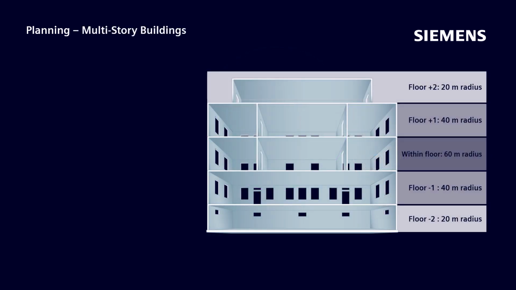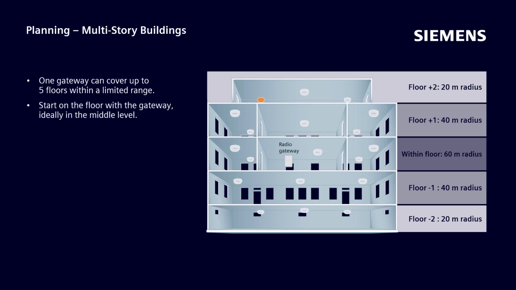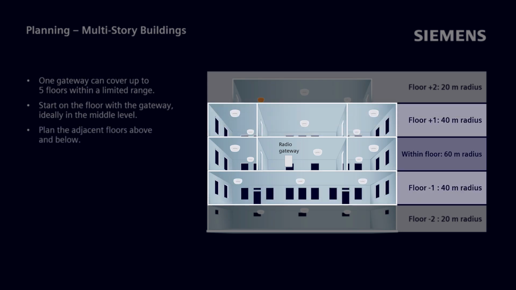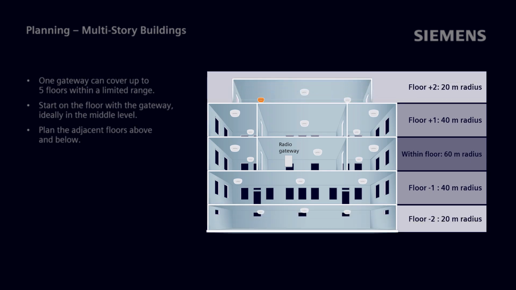When planning a swing wireless system across multiple stories, it's important to note that one radio gateway can cover up to 5 floors, but within a limited horizontal and vertical radius. Start with the floor where the radio gateway is installed, ideally placed on a middle level. On this central floor, you can plan for up to 60 meters of range in each direction from the gateway to the farthest wireless device. Then, continue the planning process on the adjacent floors above and below. Keep in mind, as you move away from the gateway's floor, the effective communication range is reduced, typically to around 40 meters on the immediate adjacent floors and 20 meters on the outermost levels.